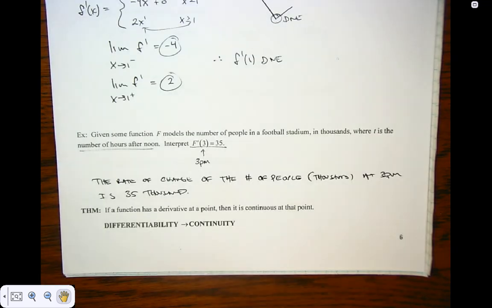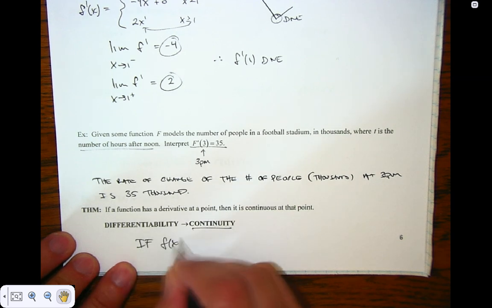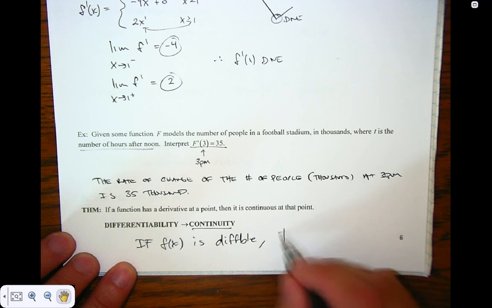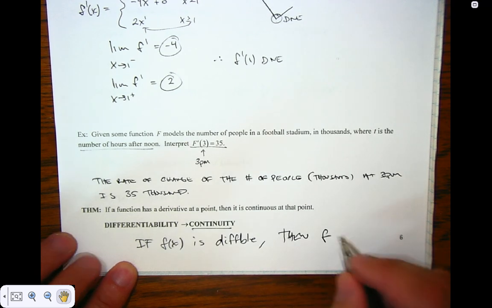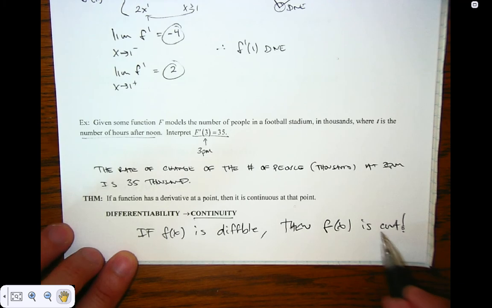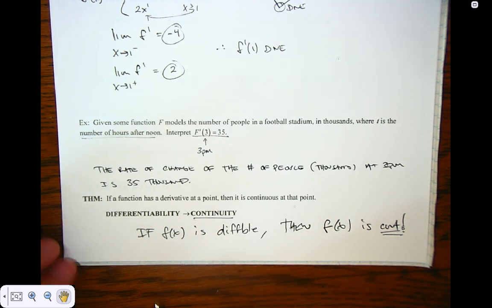Okay. All right, this is just a theorem here. Differentiability tells you that something is continuous. So if I tell you f of x is differentiable, okay, then f of x is continuous. So all that stuff we did before, proving continuity, if somebody tells you that a function is differentiable, you know it's continuous, okay? The other way is not true, but we'll get into that at a later time.